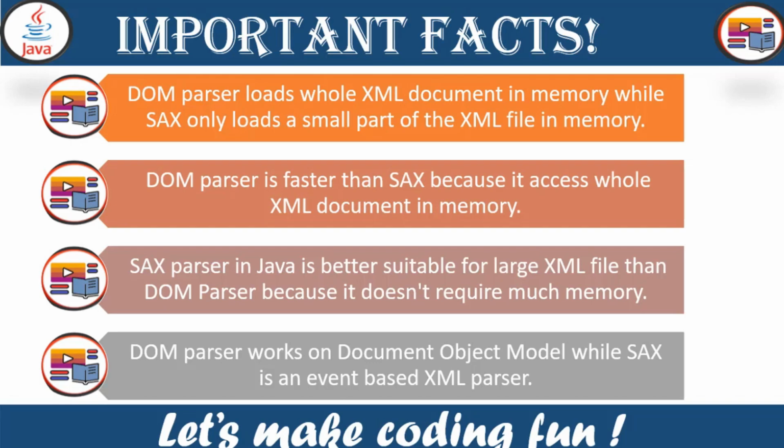The DOM parser is faster than SAX because it accesses the whole XML document in memory, but SAX can load and parse large XML sizes. SAX parsers in Java are better suited for large XML files than the DOM parser because they do not require much memory. The DOM parser works on the document object model, while SAX is an event-based XML parser.